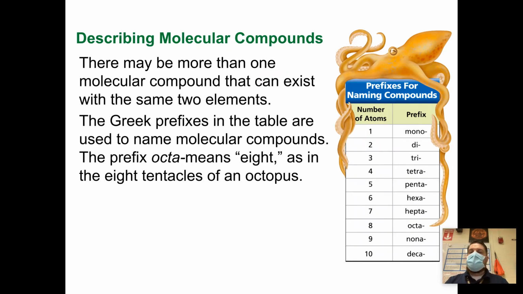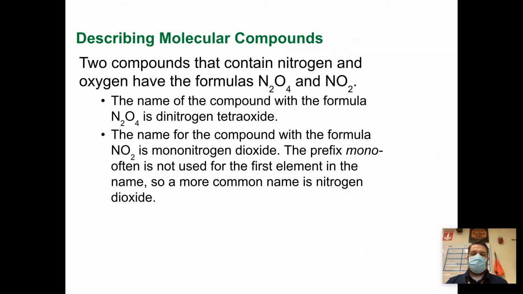Based on the number of atoms, we give different prefixes. If it's just one, we would say mono, like carbon monoxide. If there were two oxygen, I would say carbon dioxide. Okay? So these are the prefixes based on the number of atoms you have. And it's mono, di, tri, tetra, penta, hexa, hepta, octa, nona, deca. And those are normal prefixes, right?